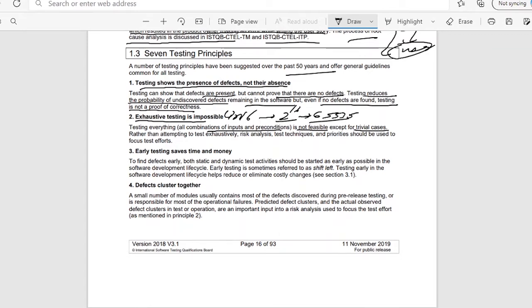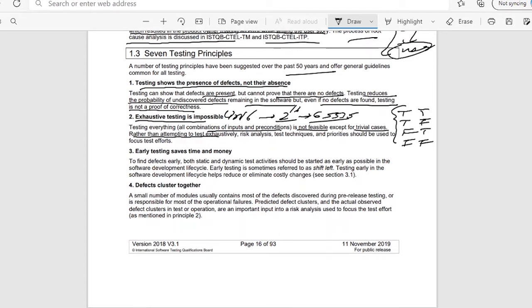There could be some trivial cases. For example, you have two boolean values, so you can say true true, true false, false true, and false false. So there are some trivial cases possible in which you can test all the combinations, but exhaustive testing is never possible. Maybe in some trivial cases it's possible, but not in everything.